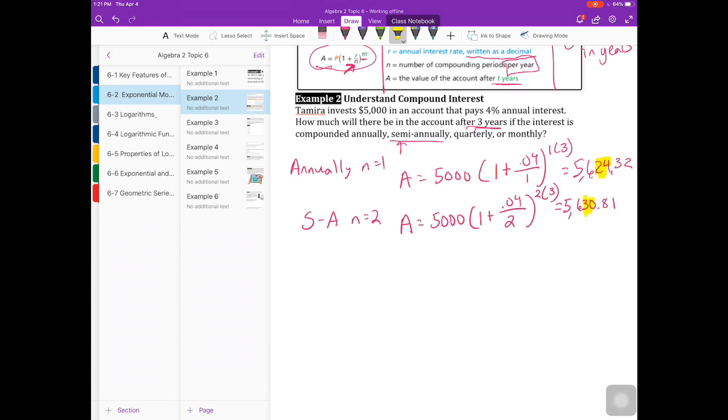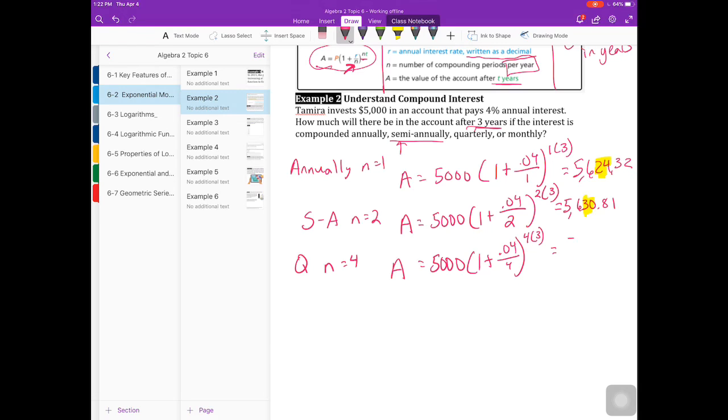Now notice that you're getting more money. It's only $6, but $6 is $6 by having an account that does it semi-annually. So as we go quarterly and monthly, it should get a little bit bigger. So if we do quarterly, then our n is going to be 4 because there are 4 quarters in a year. So it's going to do it 4 times a year. And then we just plug that into that same equation.